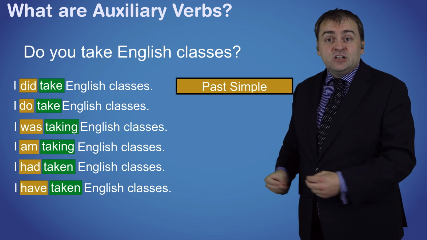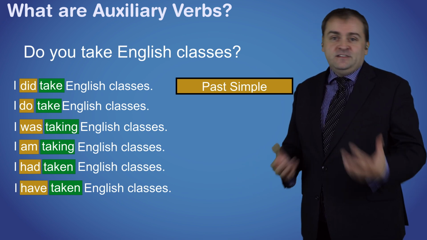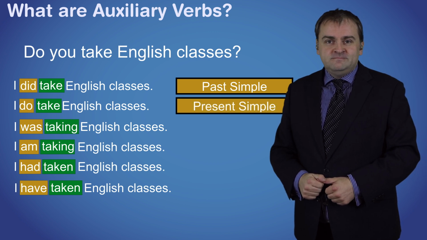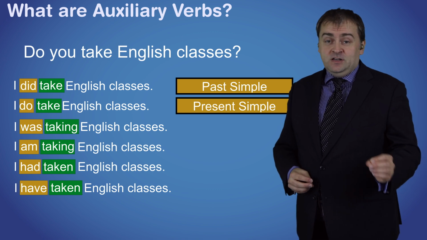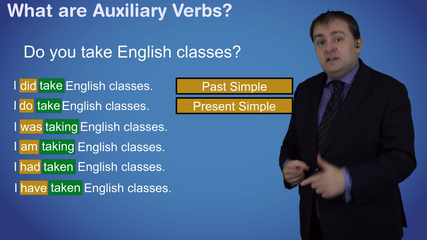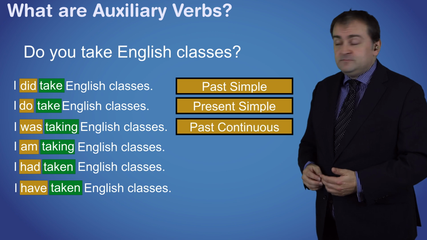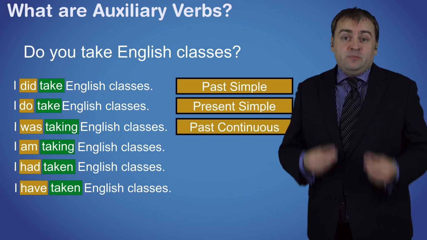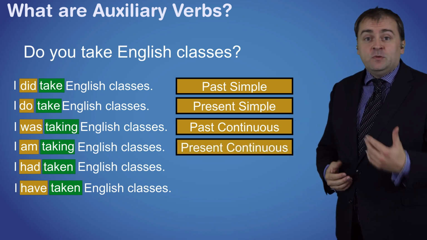I do take English classes. It's do again, so it's simple again. And this time it's present, so it's present simple. I was taking English classes. Now the auxiliary verb is from the verb to be, so the type of action is continuous. And was is a past form of the verb be, so it's past continuous. And I am taking English classes would be present continuous, because am is the present form of the verb to be.